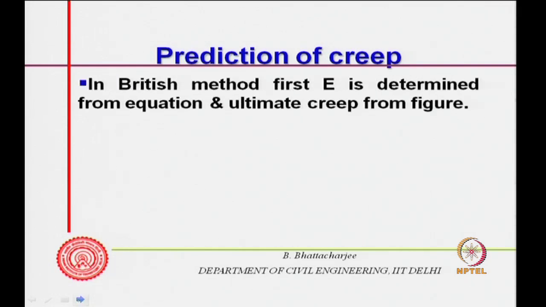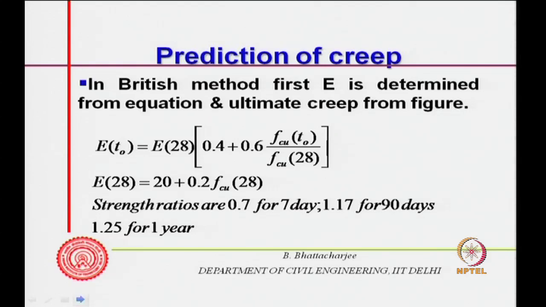In this one, first E is determined from an equation and ultimate creep from a figure. E is given as E t 0, that is, at any time. Modulus of elasticity at any time is important, because it is not known at whatever time. So, it is related to the modulus of elasticity at 28 days, and to the ratio of the cube strength at that time to the 28 day cube strength. So, it is 0.4 plus 0.6 into this ratio. When this ratio is high, it will be more than 1. So, 60% weightage goes to this ratio multiplied by E28, and 40% directly.